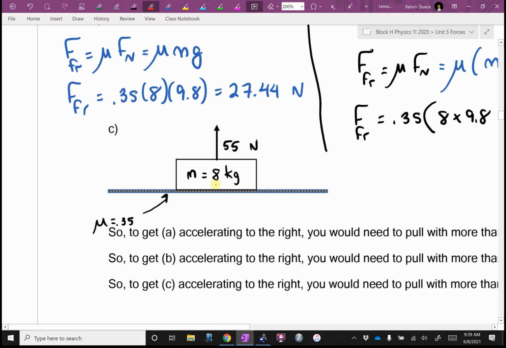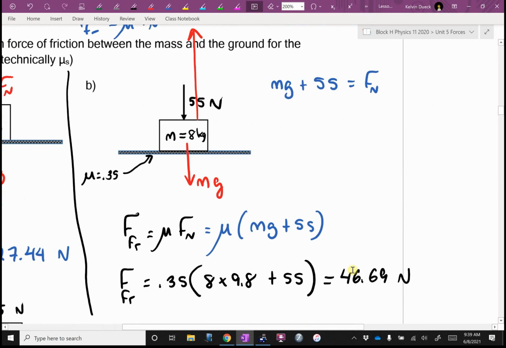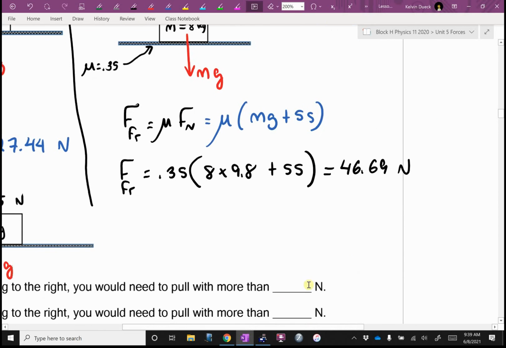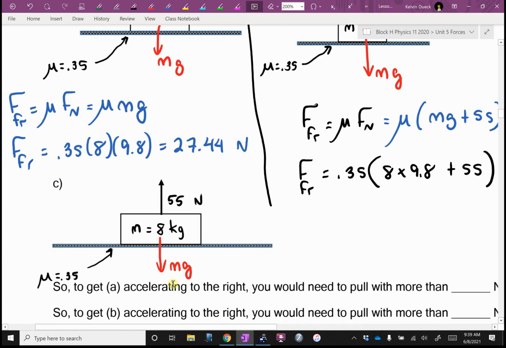Get the obvious one. Gravity. Wait, can you go after the last one? Never mind. I got it right. I just did put bracket. Yeah, you got to put, it's mu times the whole normal force. And the whole normal force in that one was 8 times 9.8 plus 55. Okay.